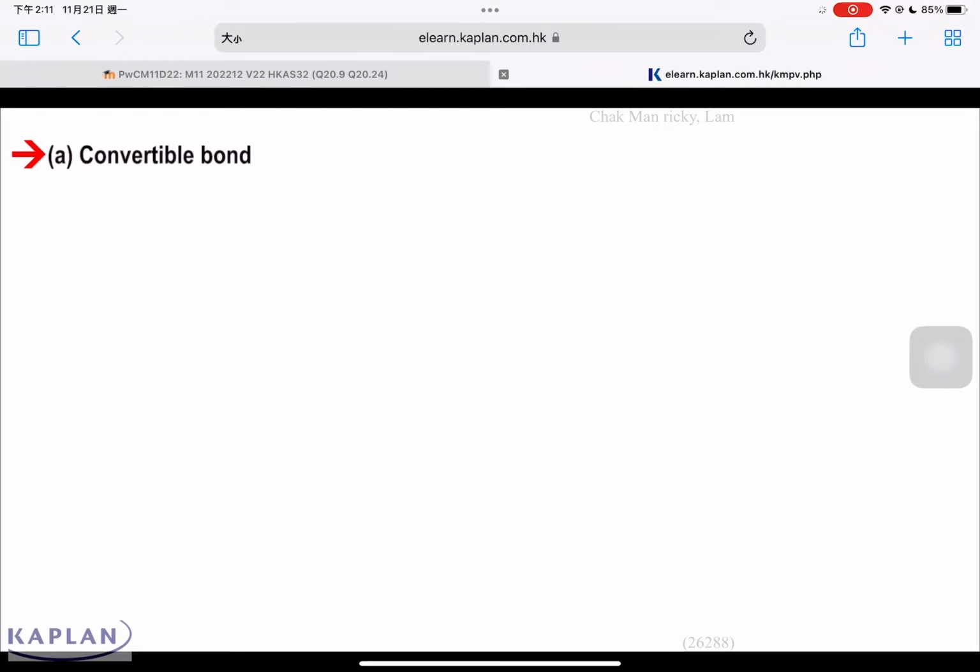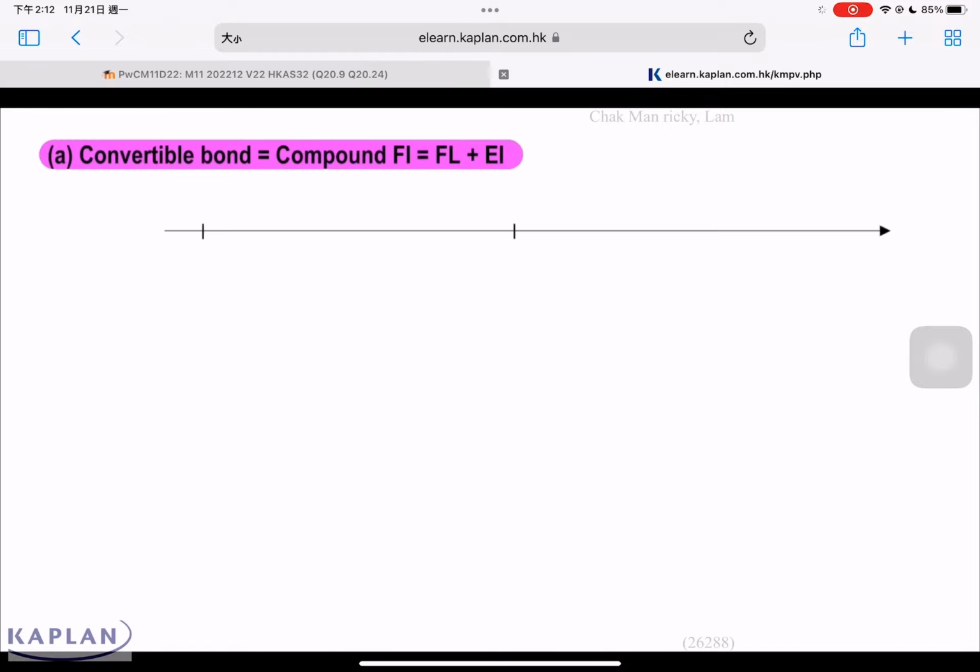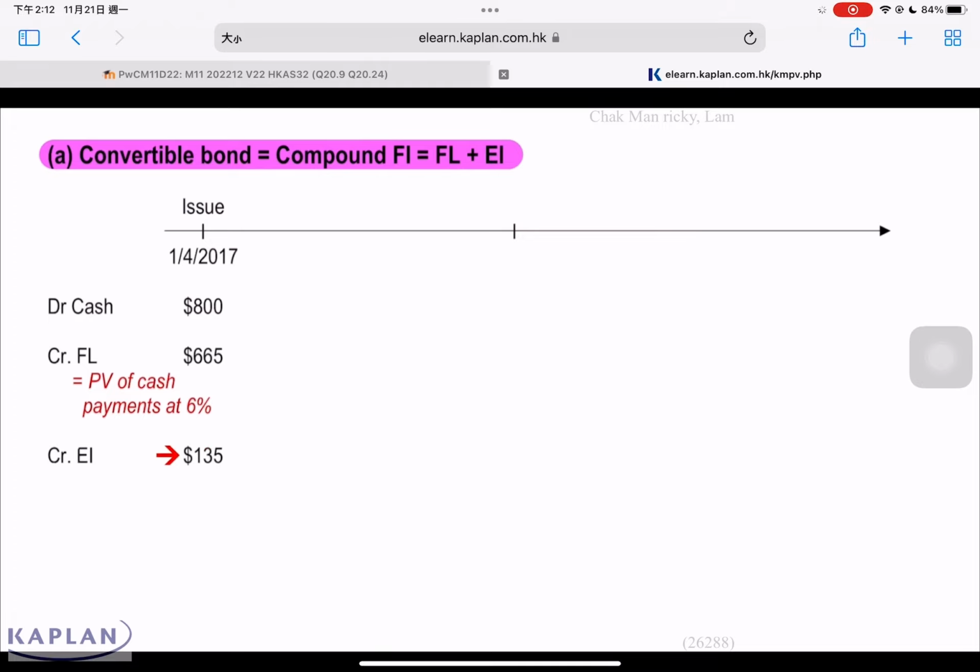Part A, the convertible bond represents a compound financial instrument, which means it's a financial liability and an equity instrument. That's for A1. At the date of the issue, 1st April 2017, debit cash, $800 million. Credit financial liability, in accordance with the question given to us, is $665 million. However, if the question asks you to calculate this $665 million, this represents the present value of the cash payment at 6% per annum. And the balance represents conversion rights, which is an equity instrument of 135.